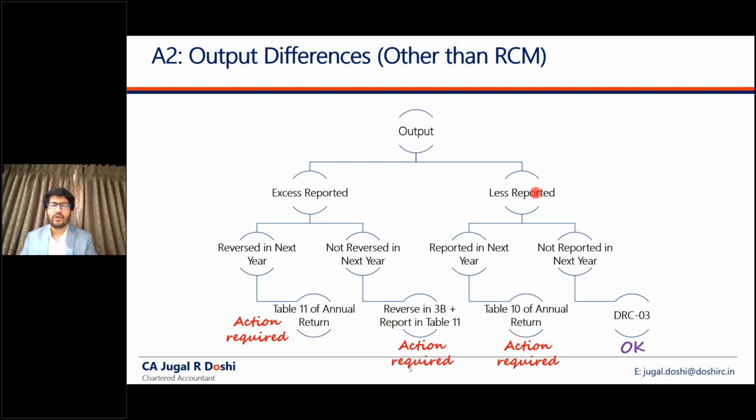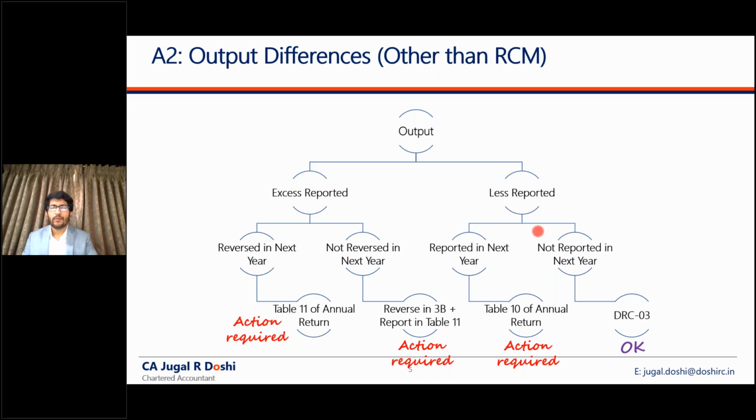If it is less reported, have I reported the same in the next year? If yes, I would report in table 10 of annual return. If no, I would report in table 4 of annual return and pay tax on the same through DRC 03.